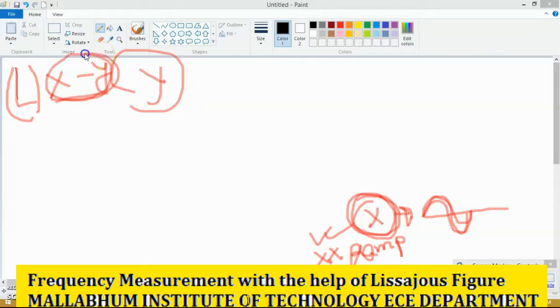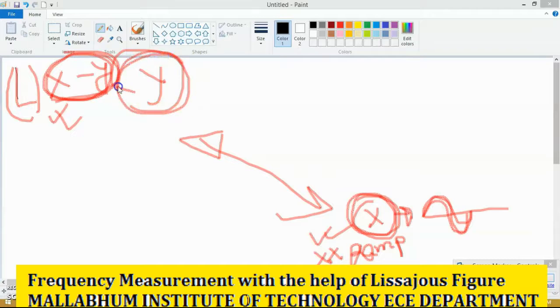In the case of phase measurement, the XY mode is also used, but the frequencies of these two must be the same, and then we get different types of figures to measure the phase. In frequency measurement, the same logic is applied: the CRO must be operated in the XY mode. Frequency measurement with the help of the Lissajous figure does not give the actual figure we get when the CRO operates in the normal mode. In normal mode, we get the waveform we apply to the Y plate, but in the XY mode, that is, Lissajous pattern generation, we do not get the waveform applied only to the Y plate.